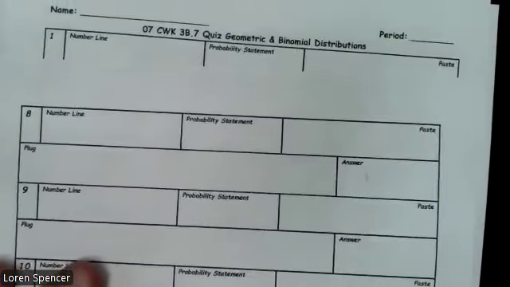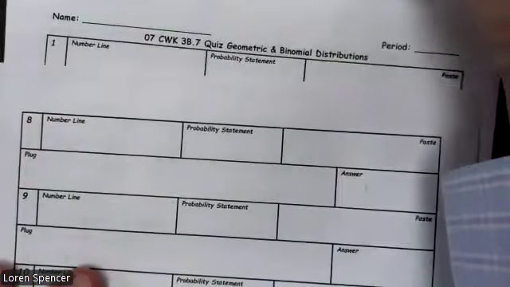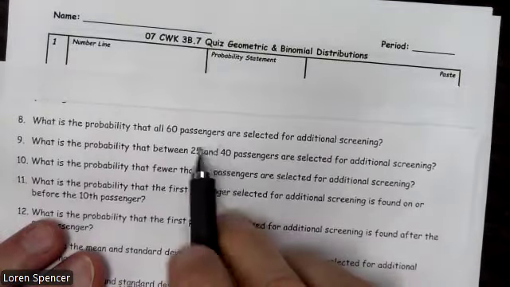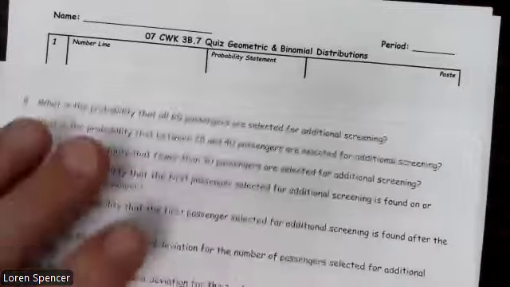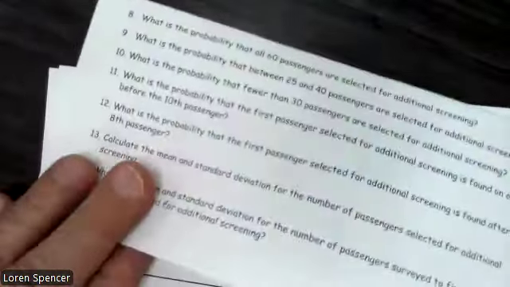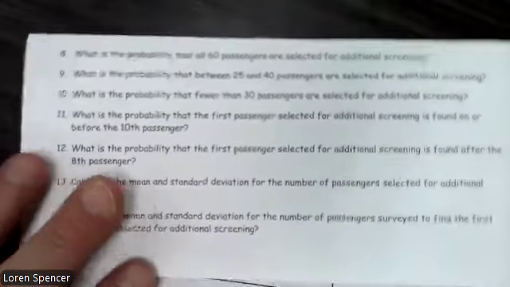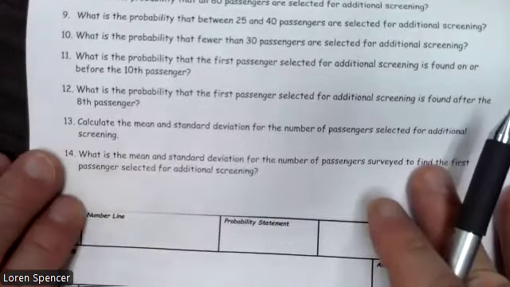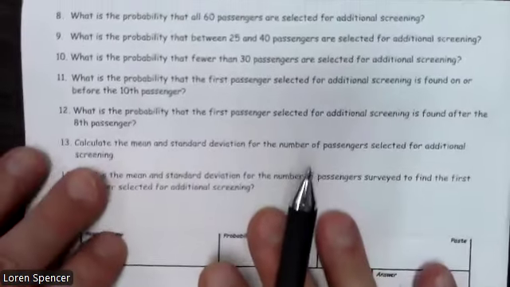Now to the back side. So number 8. Number 8 says, what is the probability that all 60 passengers are selected for additional screening? Well, that's not a geometric because they didn't ask about the first.